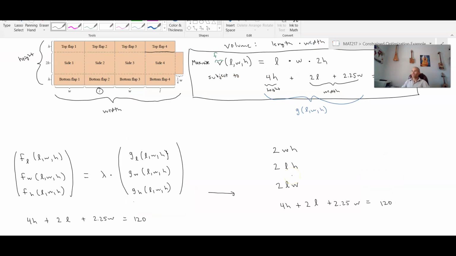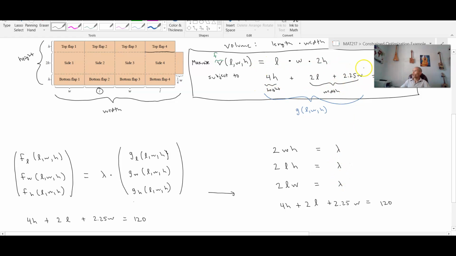Okay, so here I've just listed f sub L, f sub W, and f sub H. Those are our 3 functions there. Each of those is going to equal lambda times the respective partial derivative of g. So I'm going to write this into 4 separate equations. And so we'll have lambda times whatever the partial of our constraint function is with respect to L, and with respect to W, and with respect to H.